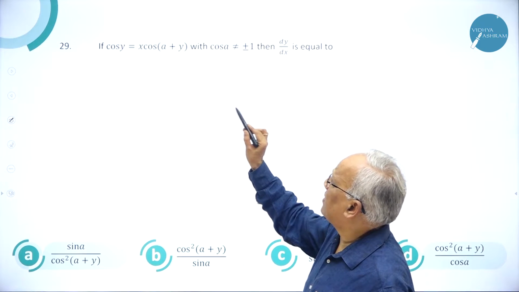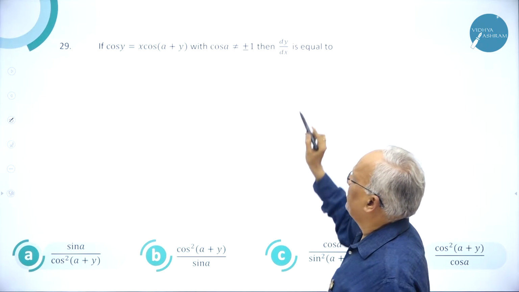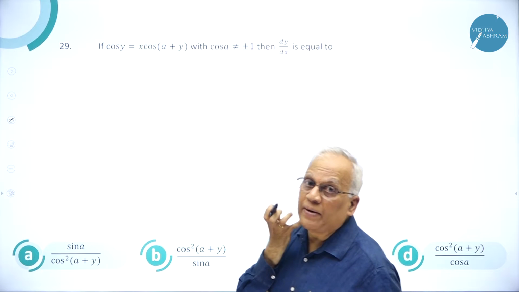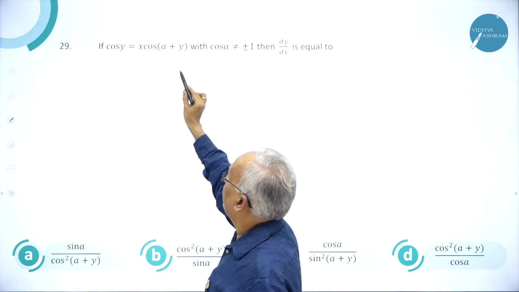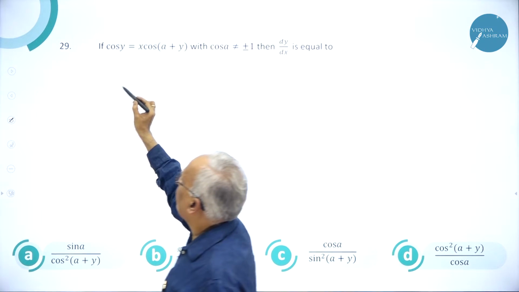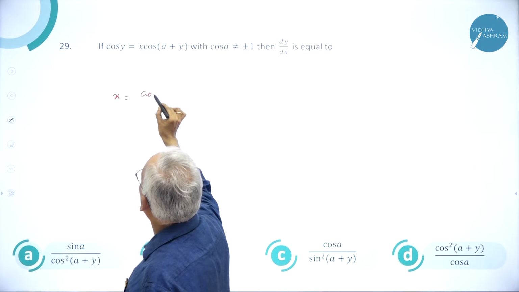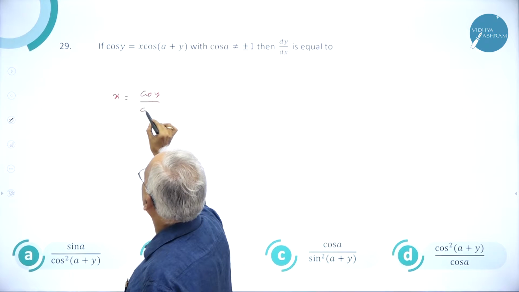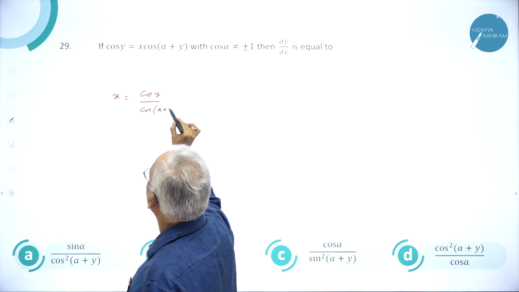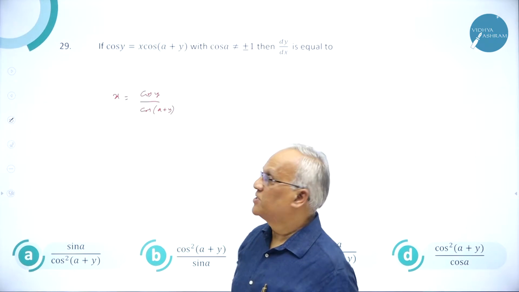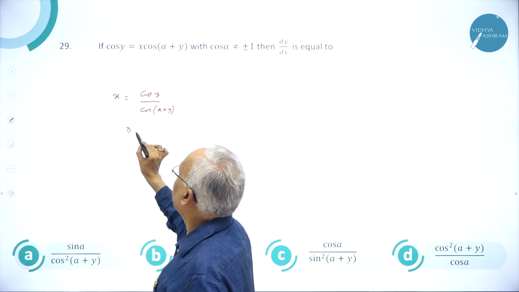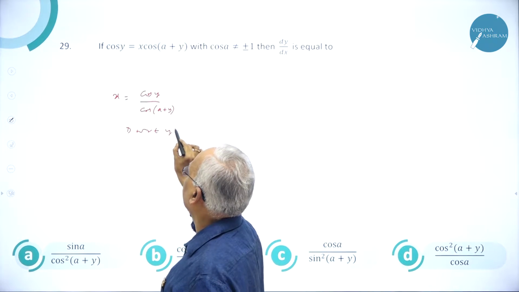Cos y equal to x cos a plus y, then dy by dx. You don't find dy by dx here because the function of y is on both sides. Find dx by dy and then you can take reciprocal. X equal to cos y divided by cos a plus y. And afterwards I can take the reciprocal to get dy by dx. So differentiate with respect to y for a change.